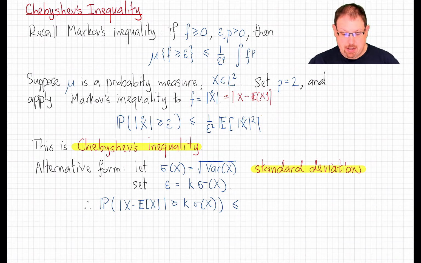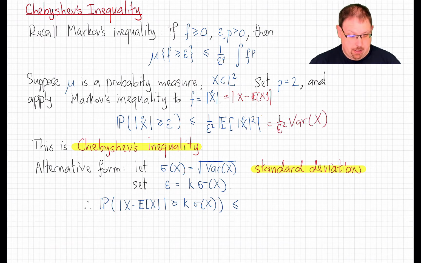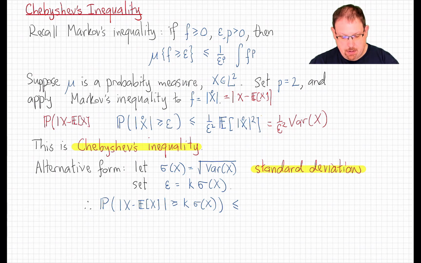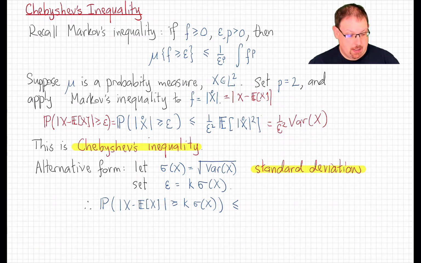But the expected value of the square of the centered version of x is the definition of the variance of x. And so what this inequality tells us is that the probability that x minus its expected value is bigger than or equal to some threshold epsilon is less than or equal to 1 over epsilon squared times the variance of that L2 random variable. In this form, we call the inequality Chebyshev's inequality.